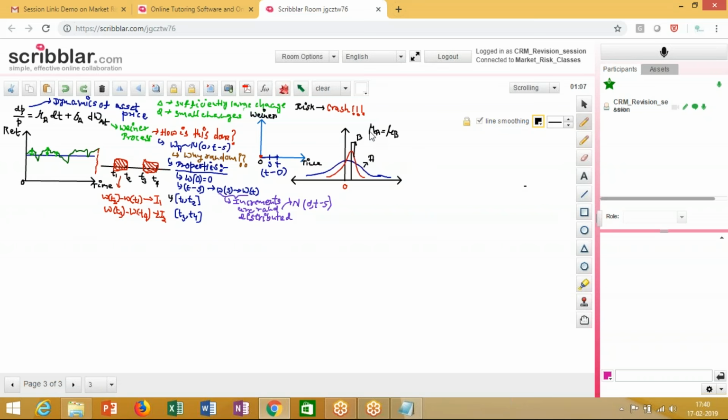So what we can clearly say is that the volatility of asset A is greater than the volatility of asset B. So over here, obviously, B is a less risky asset.